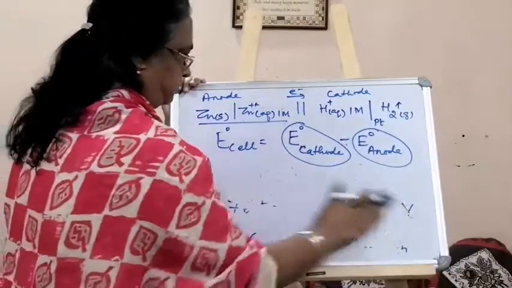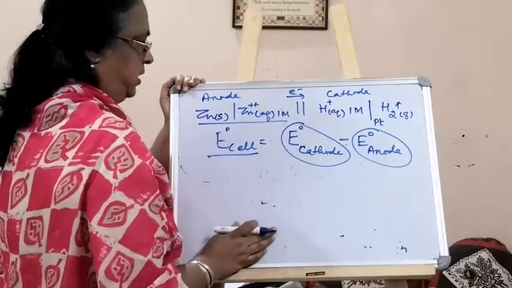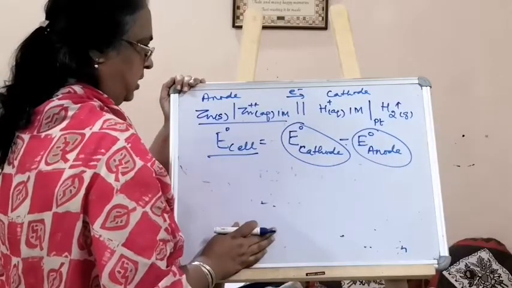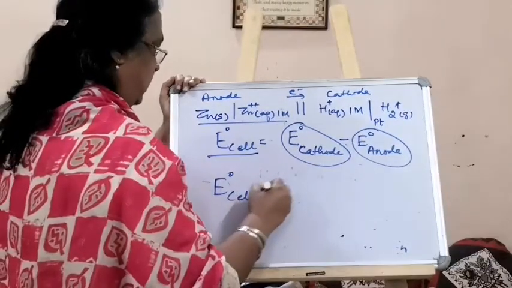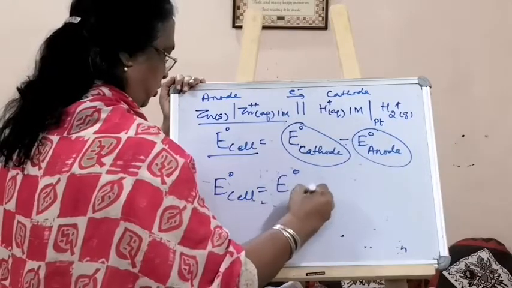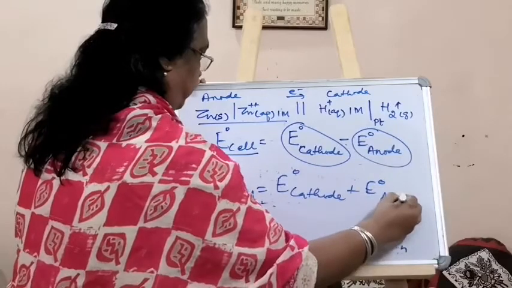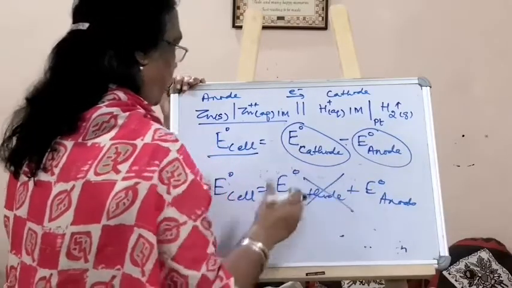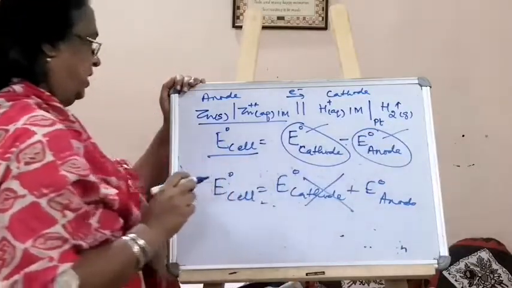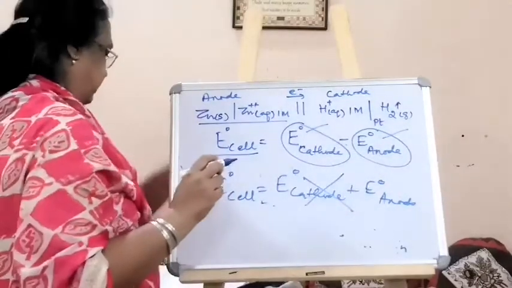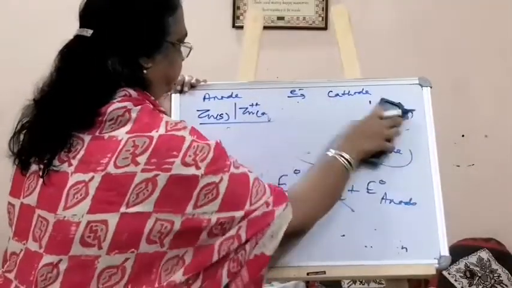That's why we have E0 cell is equal to E0 cathode minus E0 anode, and we do not use the formula E0 cathode plus E0 anode. This is not being used because this is a reduction potential and this is also a reduction potential. So remember this. And now I'll come to the other half cell.